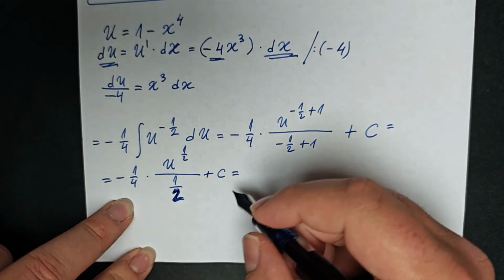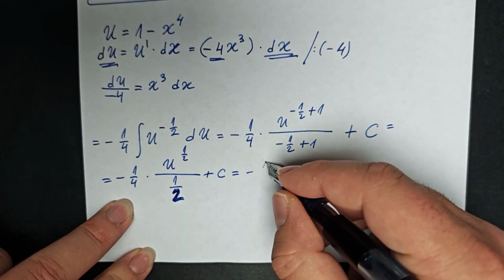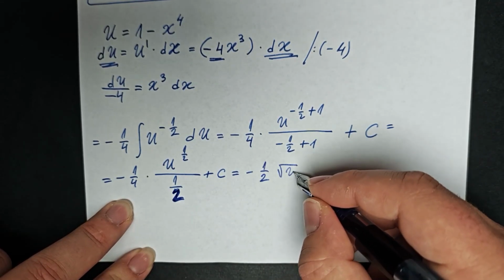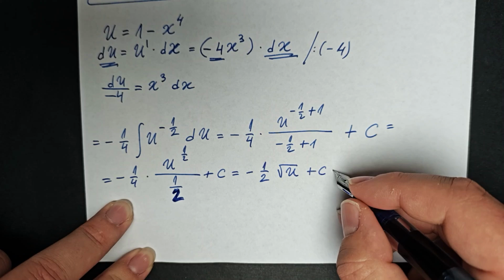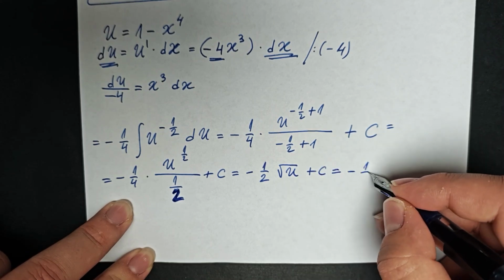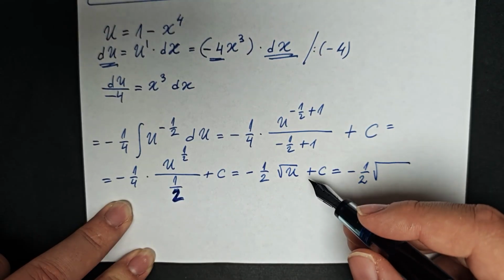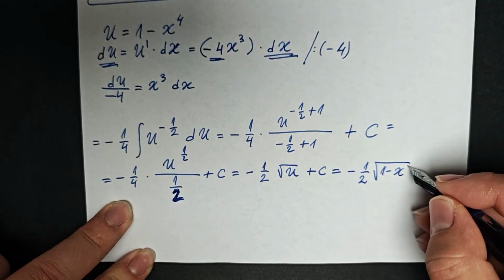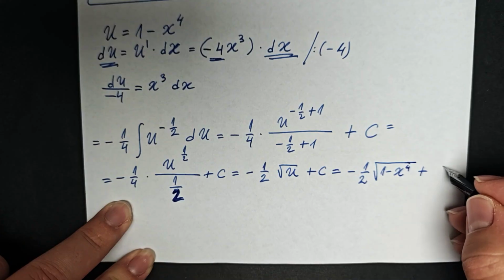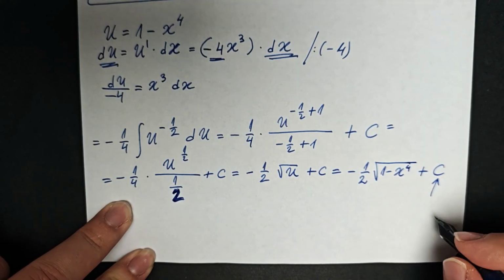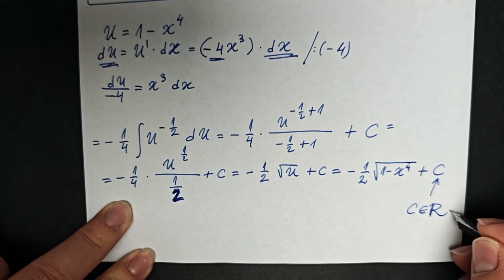This is then equal to negative 1/2 square root of u plus c, and when we return our substitution, we get negative 1/2 square root of 1 minus x to the fourth power plus c. Of course, c is a real number.